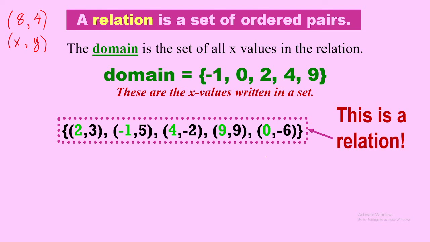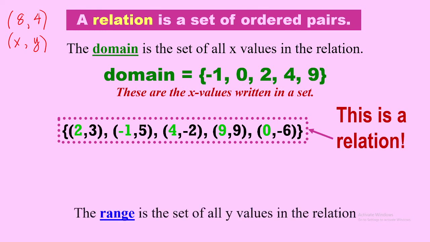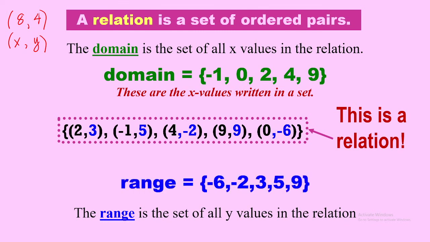Now, let's go to the second part. The second part is what you call the range. The range is a set of all y values in the relation. Those are the range in your relation: 3, 5, -2, 9, and -6. And I'll be arranging this as -6, -2, 3, 5, and 9. Again, the range, these are the y values written in a set.